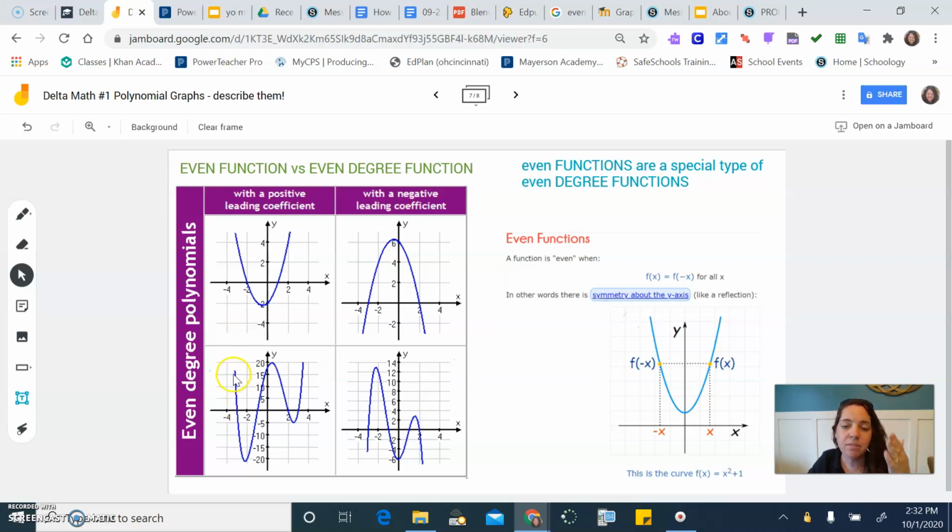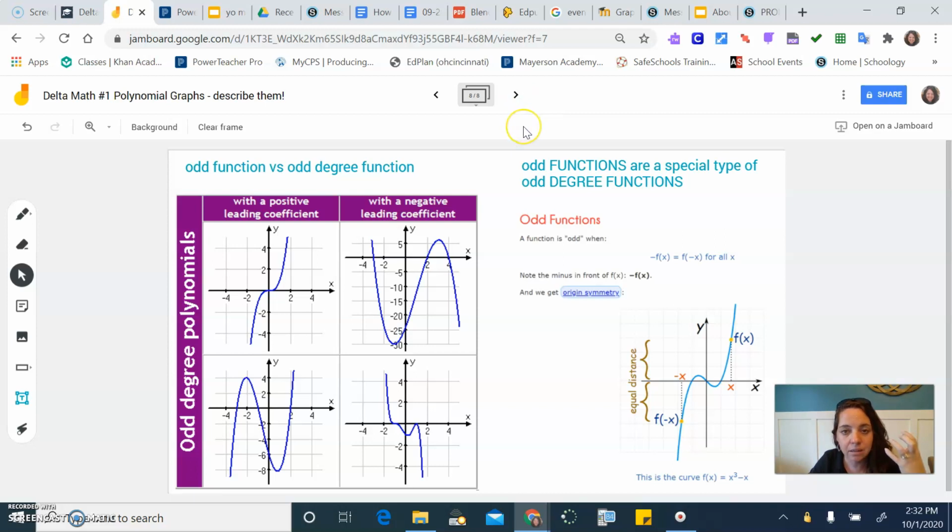Even degree polynomials just have to have the highest exponent an even number. Okay, highest exponent is an even number. And one of the things that's true is that the ends go in the same direction. Odd degree polynomials and odd functions, it's similar: an odd function is a special type of odd degree. So there's odd degrees, and then underneath that, there's a special type in there that's called an odd function. And any old odd degree polynomial, the highest exponent is an odd number, like 5, 3, 7, 9, 11, 13.